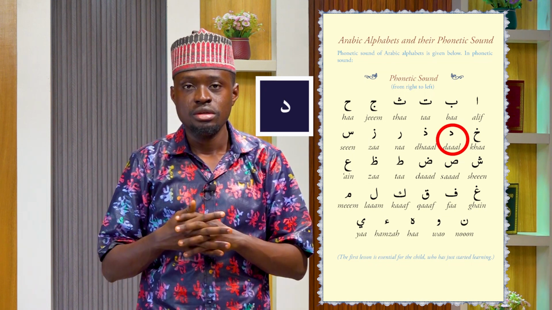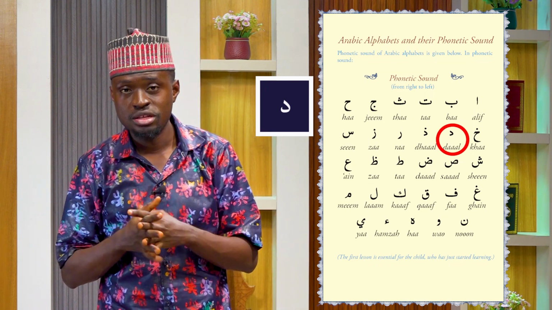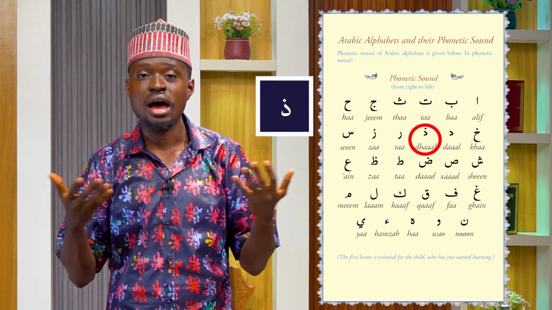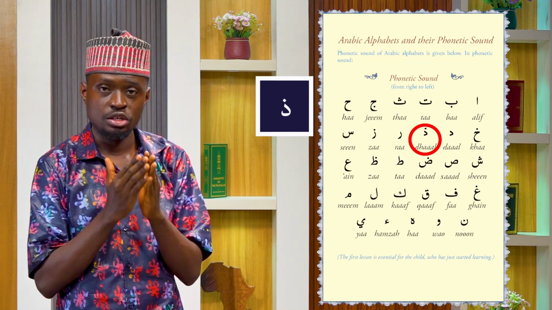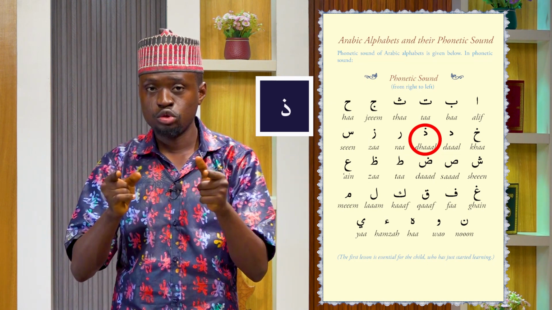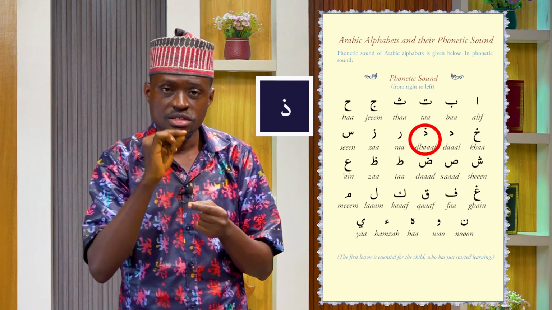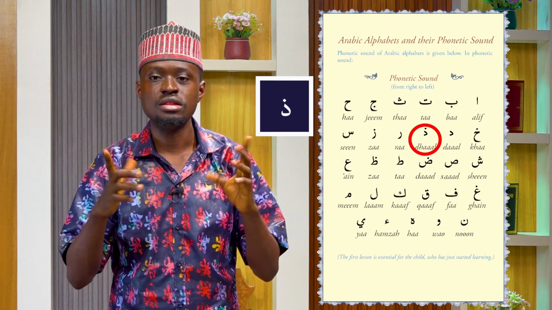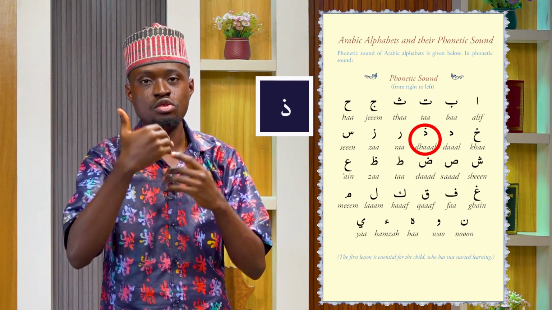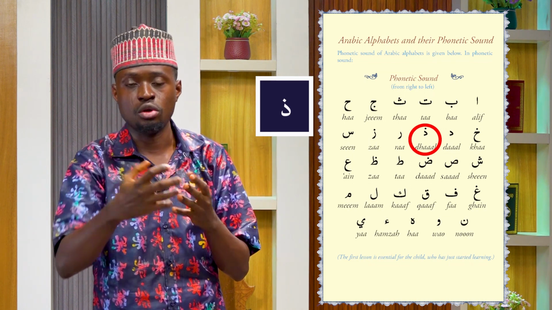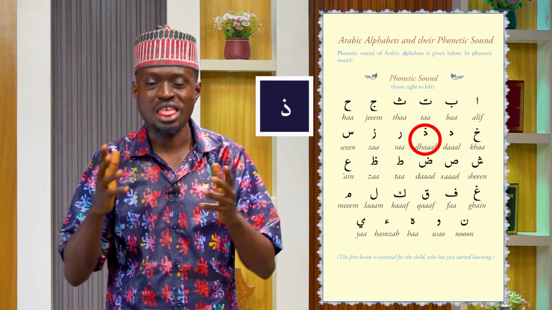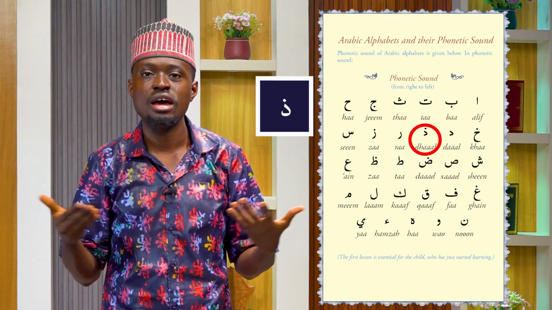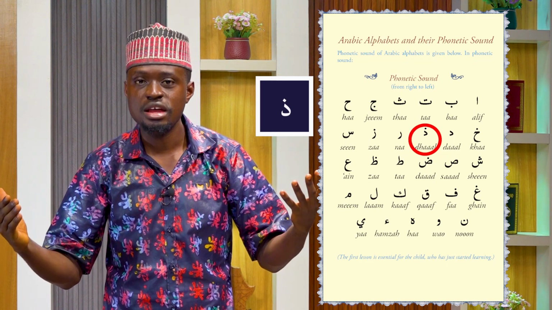The next one, which is the 9th alphabet, is dhal, dhal, dhal. When you want to pronounce dhal, just like tha, the tip of your tongue will be involved. Place it in between the upper and the lower teeth, and you'll be able to produce the sound. Not bringing out half of your tongue, just the tip. Dhal, dhalikal kitabu.